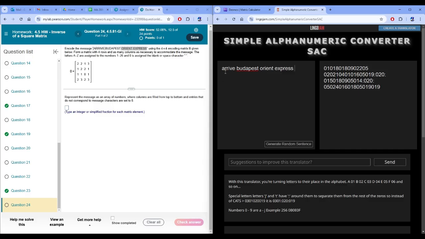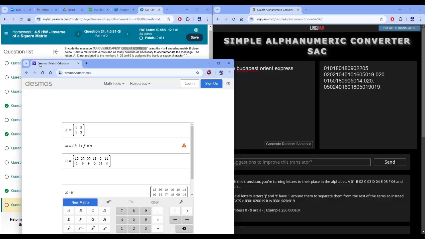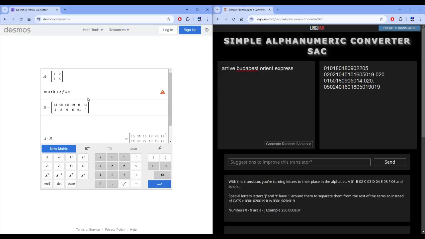How many letters are there? 1, 2, 3, 4, 5, 6, 7, 8, 9, 10, 11, 12, 13, 14, 15, 16, 17, 18, 19, 20, 21, 22, 23, 24, 25, 26, 27, 28, 29, 30, 31, and 32. I'm going to do 32 because then it's going to be a 4 by 8. So my matrix is going to be a 4 by 8.